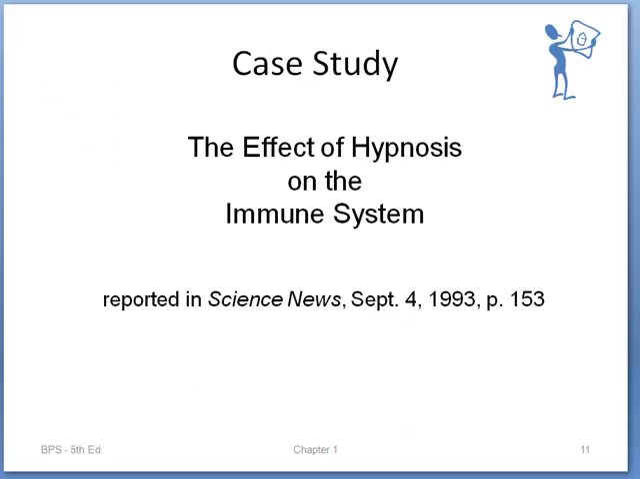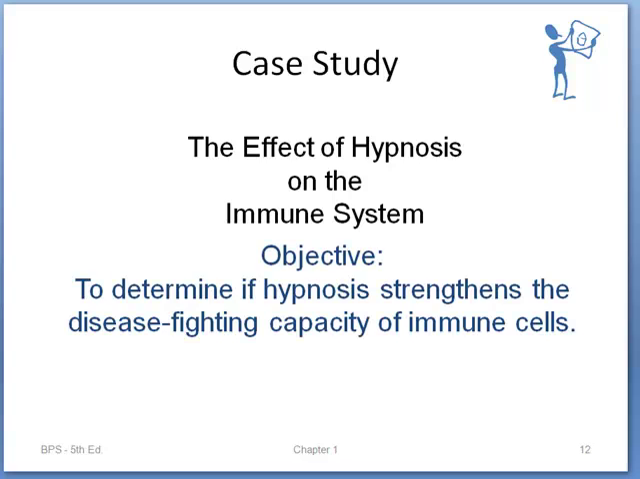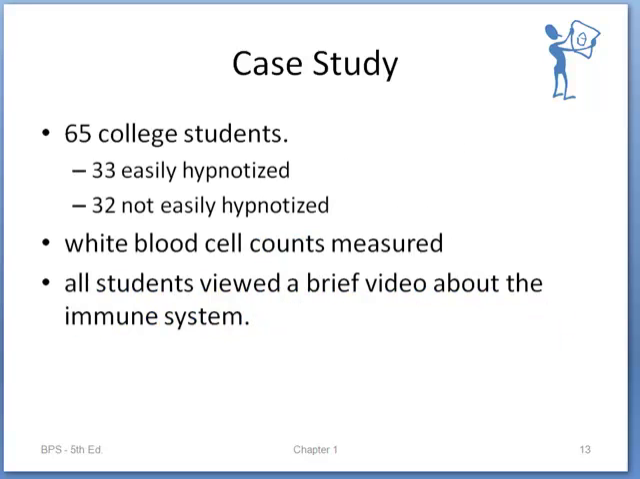So let's look at some more examples. The effects of hypnosis on the immune system. The objective of this particular study was to determine if hypnosis strengthens the disease-fighting capacity of immune cells. So this is what they did. They had 65 college students. They categorized these 65 college students: 33 were easily hypnotized and 32 were not easily hypnotized. Another thing that they looked at was the white blood cell counts that were measured.